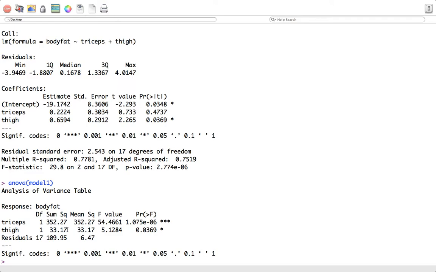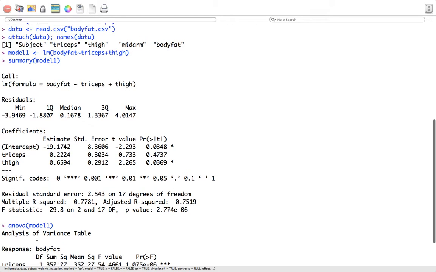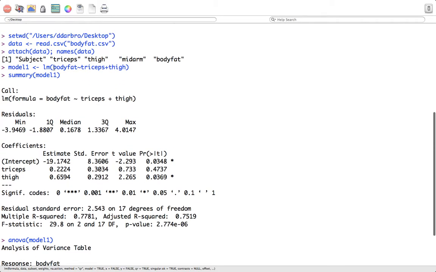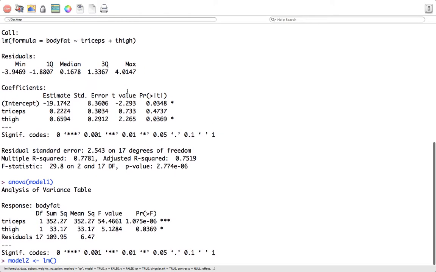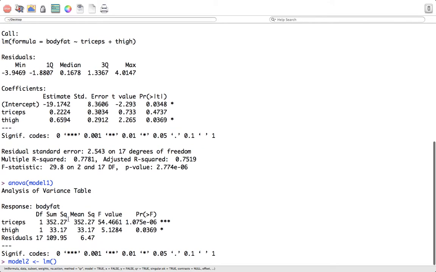But guys, what we want in the numerator is the sum of squares regression when we add x3 to the model when x1 and x2 are already in there. Well, guys, that's going to be easy to find too. So we'll just create another model. I'm going to cheat just a little bit here and copy that. So all I need to add is what we call mid-arm.